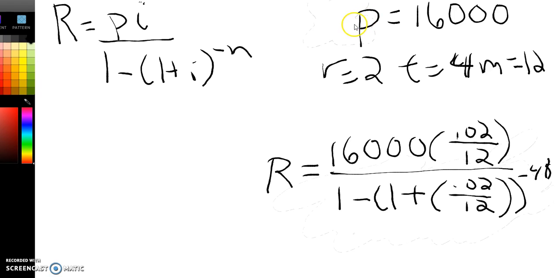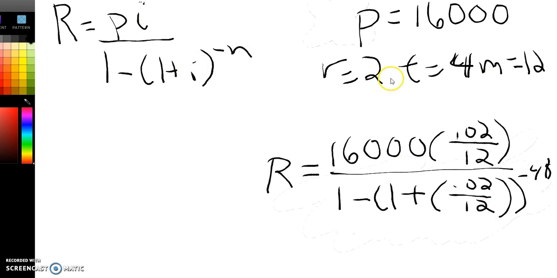So I'm going to plug those in, realizing that I is just the 2%, written as a decimal, divided by the number of times a year, 12. Compounded monthly, so it's 0.02 divided by 12. I'm going to write I as that here, and then down here I'm going to write I as the same thing, 0.02 divided by 12. There's an I, and there's an I.